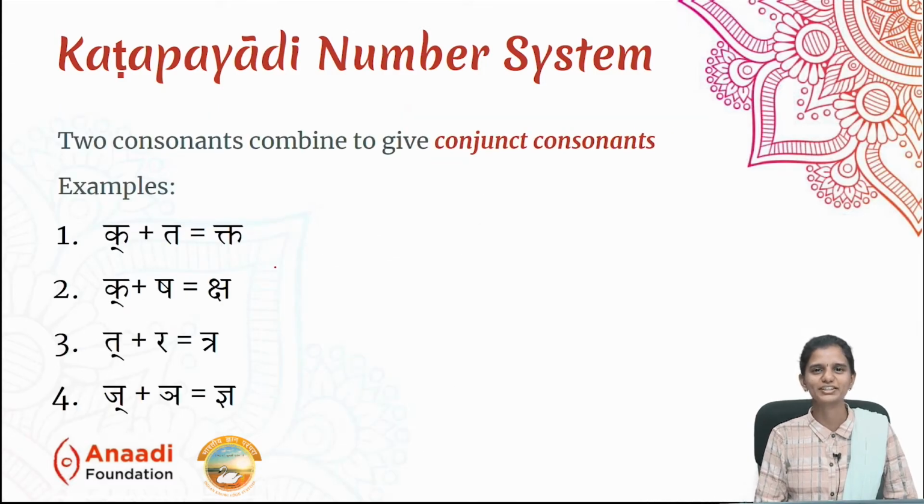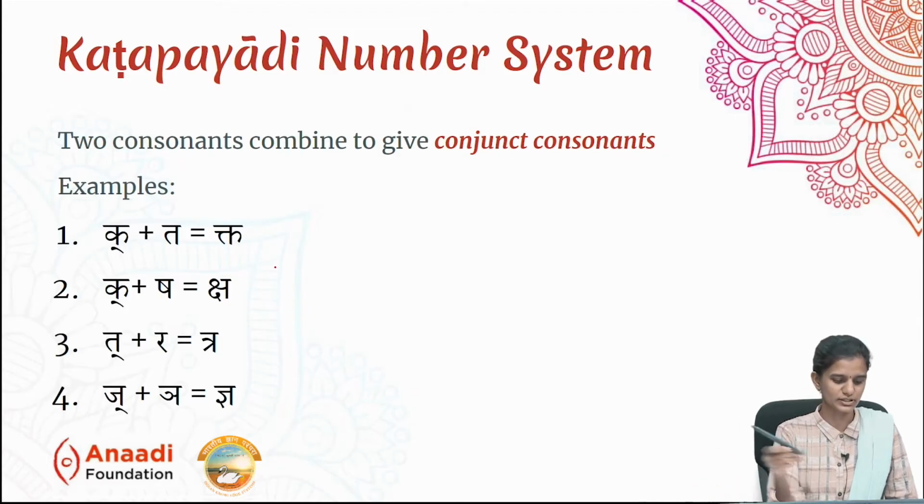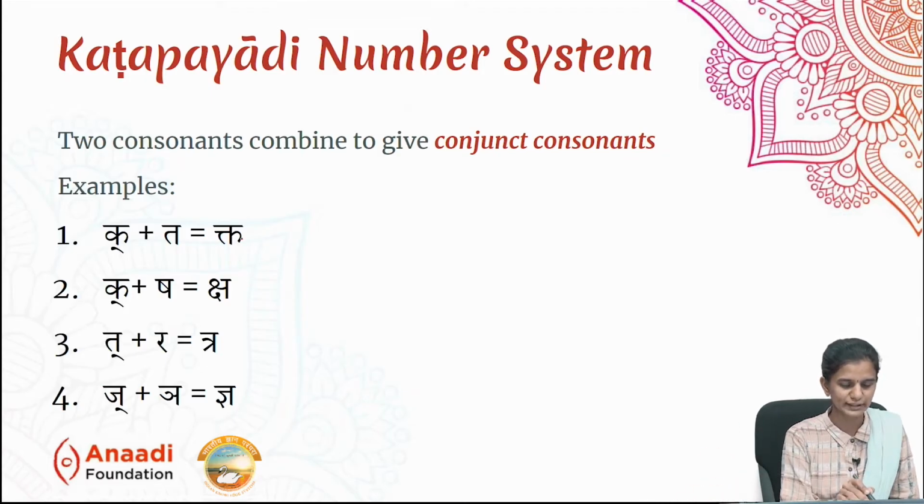Also, in Sanskrit, we have the concept of conjunct consonants. That is, a consonant which is attached to a vowel is preceded by a consonant which is not attached to a vowel. Here, if we see, K plus Ta will give Kta. Ta is the consonant that is attached to a vowel. It is preceded by a consonant which is not attached to a vowel.